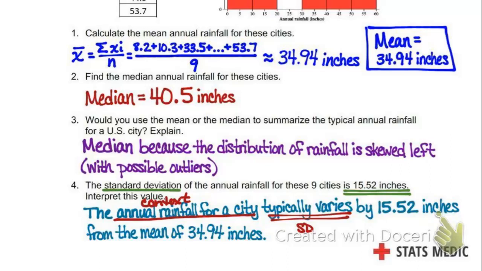And I want you to do the dot plot and the median for the data set that they give you there. There's a number line. I want you to create a dot plot. And I want you to find the median.